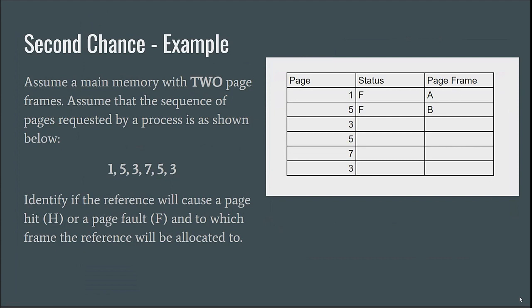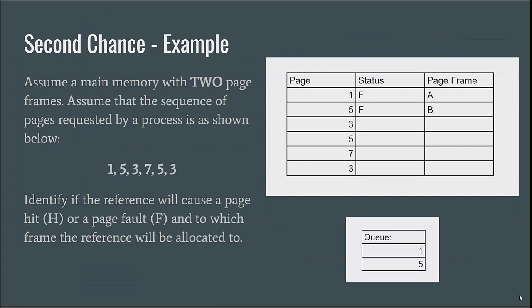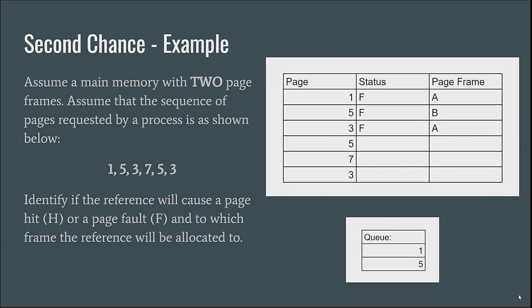And now we are requesting to put 3 somewhere in there. Of course, our 2 page frames are already full, so we have to decide which one to take out. So we look at our little queue. 1 came first, 5 came second. So the first thing that will get replaced will be 1. So 3 is a fault, because 3 was not in any of the page frames, and it replaces 1, which is at page frame A. Everyone good so far?